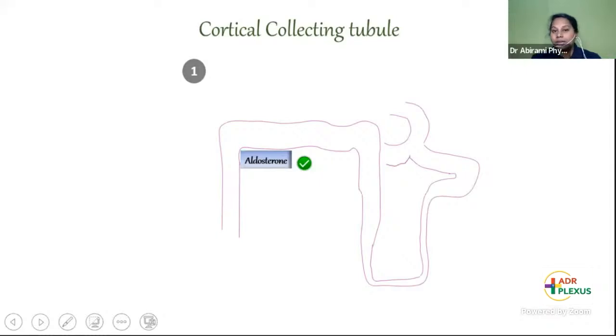Over to the cortical collecting tubule. The late DCT and cortical collecting tubule almost have the same features. So we can learn late DCT and cortical collecting tubule together. So let's learn about the cortical collecting tubule. See, cortical collecting tubule is important because it has many different actions and all of them are important. So one by one we'll do that.